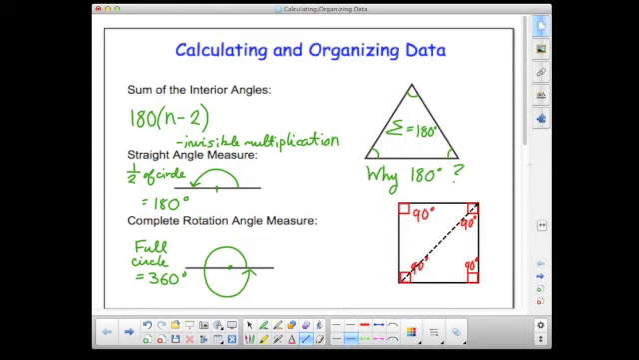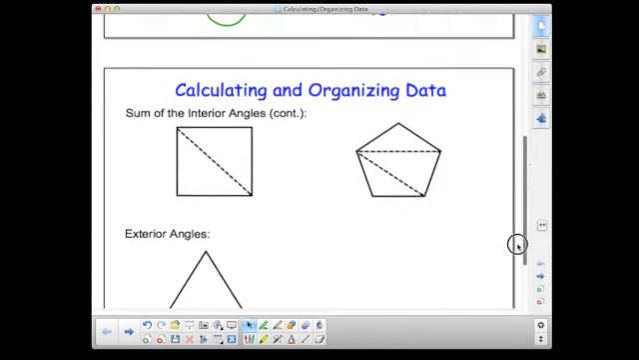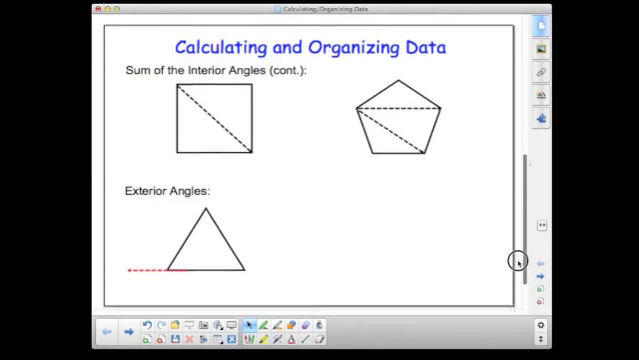Well, if I'm just looking at half of that square, I have a triangle. Now, instead of looking at that 90-degree angle, I'm looking at half of it, which is 45 degrees. So inside my triangle, I have one 90-degree angle and two 45-degree angles, which equals 180 degrees. Now, in my previous example, I had 45 plus 90 plus 45, but that is not necessarily the case for all triangles. But it is true that all triangles will have a sum of 180 degrees.